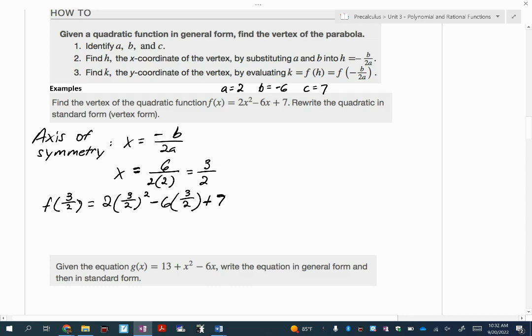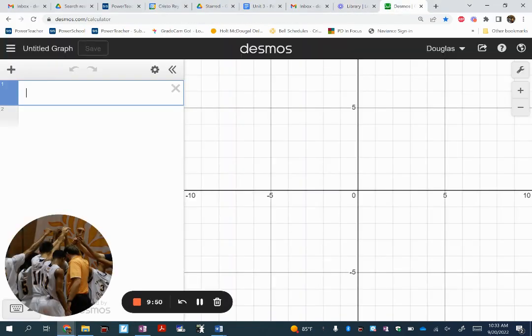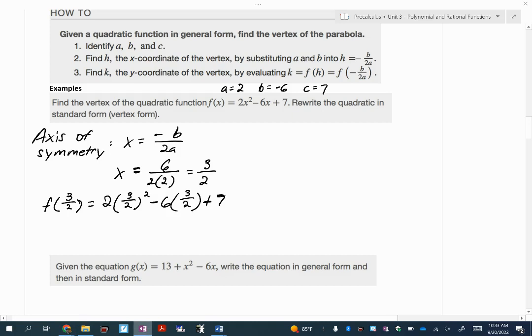You guys can use Desmos on literally everything you do in here. So if you would like to just go to Desmos and type this straight in, right? I've got Desmos queued up for me right here. If you want to type it in, feel free to type it in. I'm just going to use my understanding of fractions to take care of this.